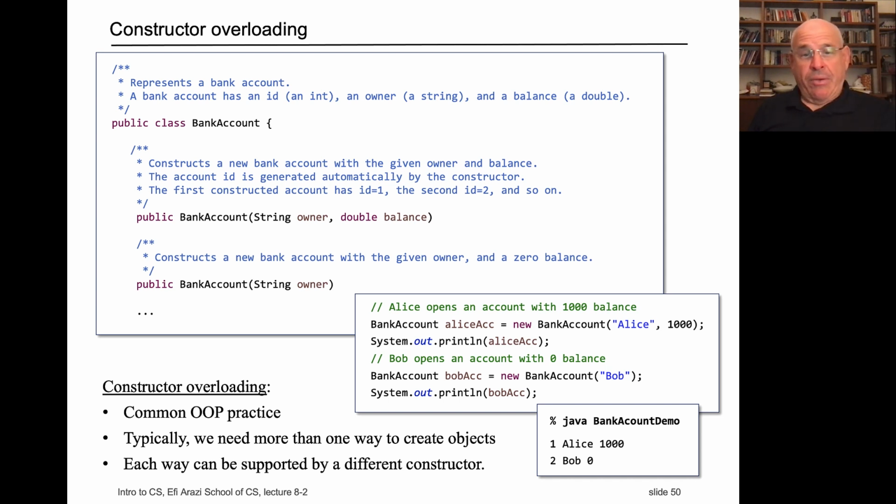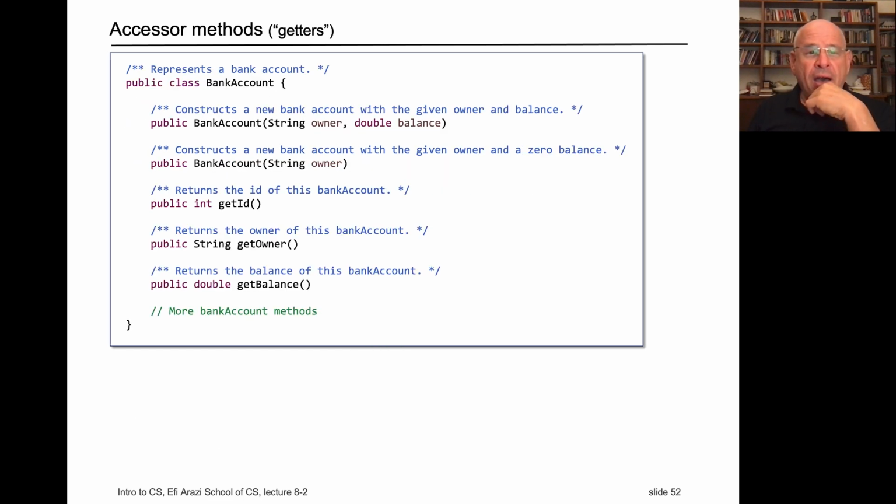Also, we see another nice example of using toString, right? Because when we want to see an account, we simply give the name of the object variable, and somehow we get all this useful information: ID, owner name, balance. How does this hocus pocus happen? Well, apparently there is a toString method somewhere here which we haven't seen yet. So we'll see it in a minute.